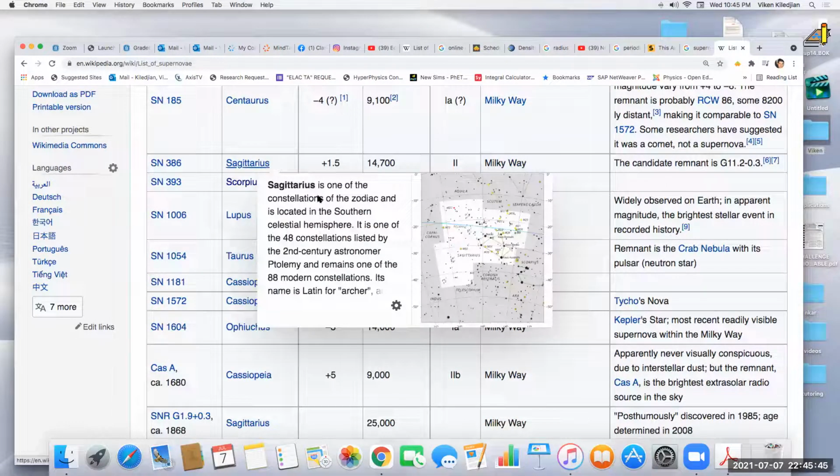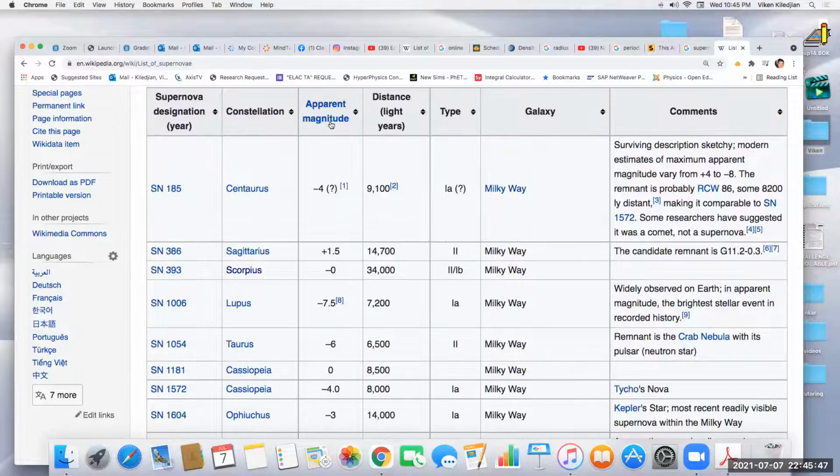So it's giving you the apparent magnitude, 1.5. That's pretty high. You should be able to see that with your naked eye. And even -4, I don't know why there's a question mark there. Man, if it's truly -4, that would be so bright appearing in the sky.